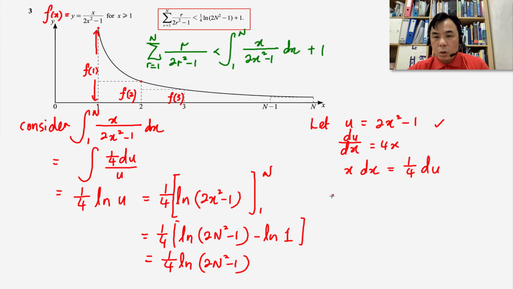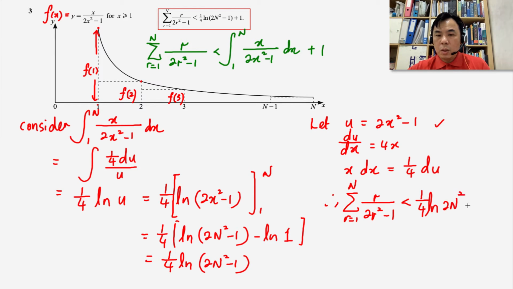Therefore, we can conclude that the summation of 1/(2r squared minus 1), summing from r equal to 1 until n, must be less than a quarter of ln(2n squared minus 1) plus a 1. With a little bit of inspection, we found that yes, we have done it. That is the proof for the upper bound. I hope that is clear. I'm going to show you the second part of this, where we're going to obtain expressions that represent the lower bound. All right, welcome back.